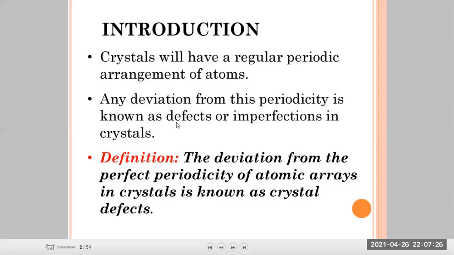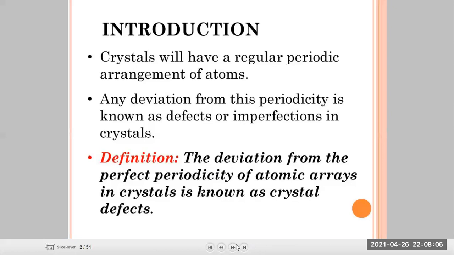So regular fashion, so that is the reason that we say any deviation from the regular arrangement is known as defects, or imperfection in the crystal. This definition of imperfection or defect in the crystal you can also write as the deviation from the perfect periodicity of the atomic arrays inside the crystal, or the imperfection of the arrangement of the atoms inside the crystal is known as crystal defect.